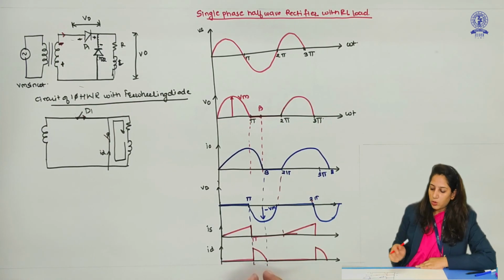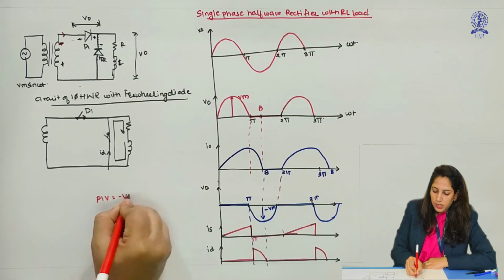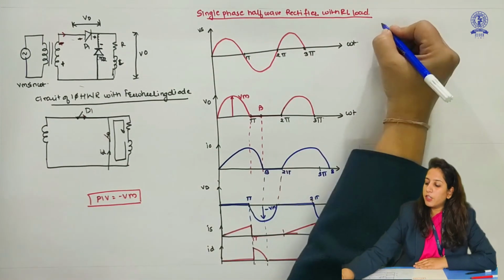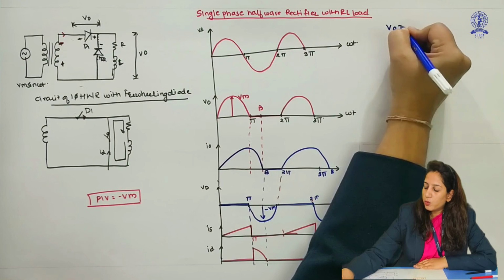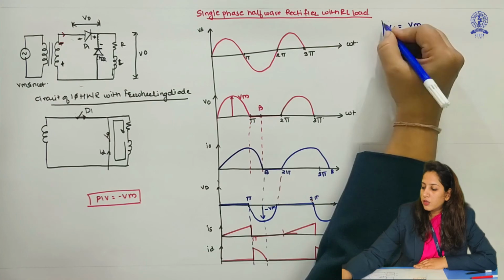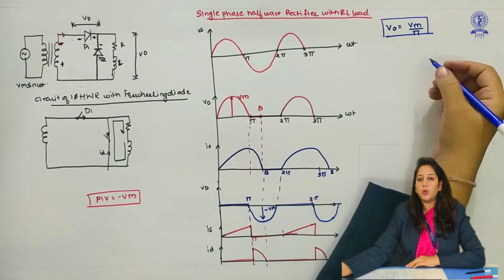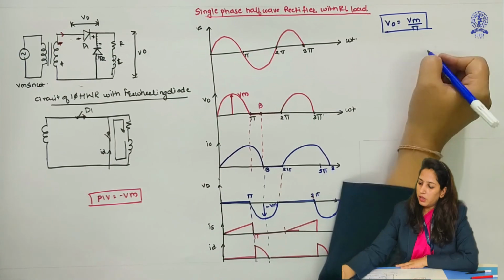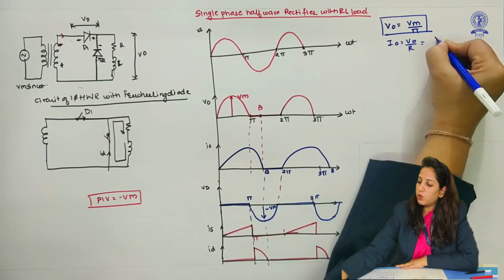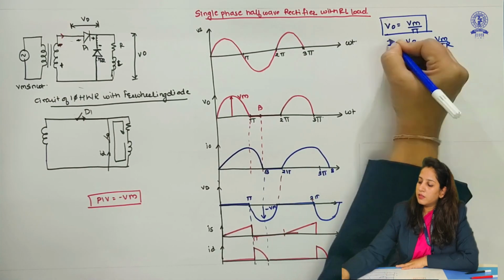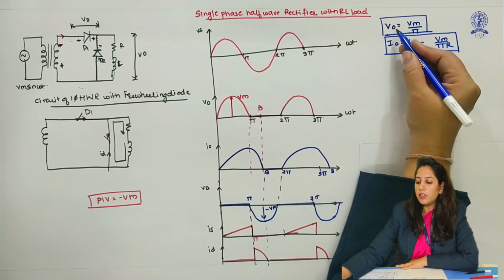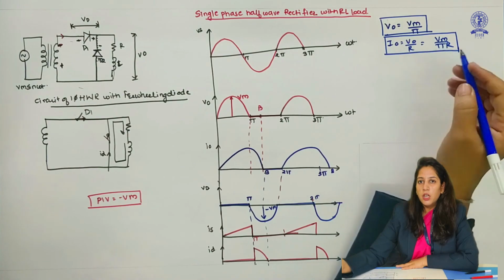In this case also my peak inverse voltage is equal to minus Vm. Now let us observe my average output voltage. My average output voltage will again be Vm by pi. So this notch problem has been eliminated due to the addition of this freewheeling diode, and the current will be I0 equal to V0 upon R, which is equal to Vm upon pi R. So due to the addition of this freewheeling diode, I get the output average voltage and output average current.